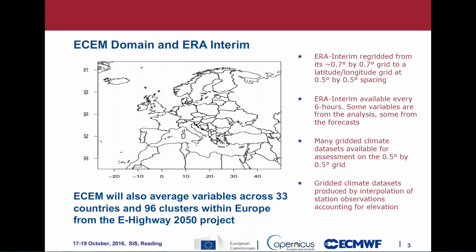Now within ERA-Interim, some of these variables are analysis variables like temperature, but others are forecasts, and some are available every 6 hours, and some are available every 3 hours. Within ECEM, we'll be providing these gridded data sets at the 6-hourly or 3-hourly time step, depending on the variable, for the whole of this domain, and we'll be providing them as the original data, our interpolation of ERA-Interim, and also as the bias adjusted ones.